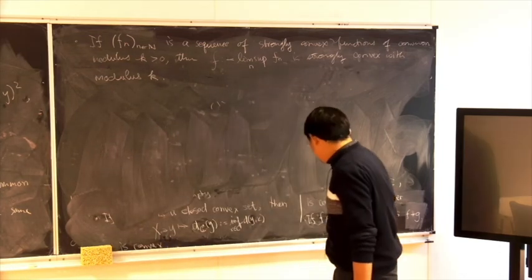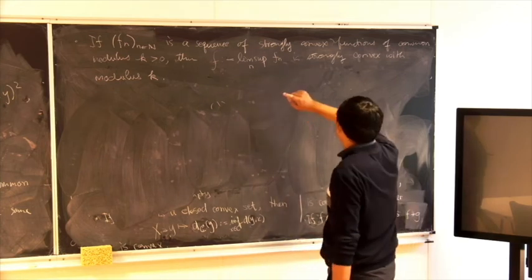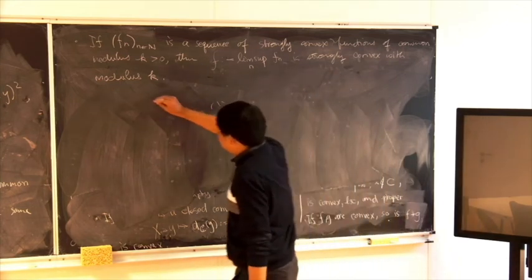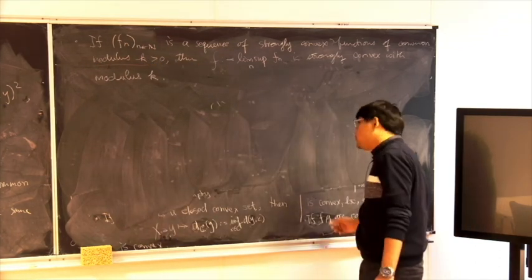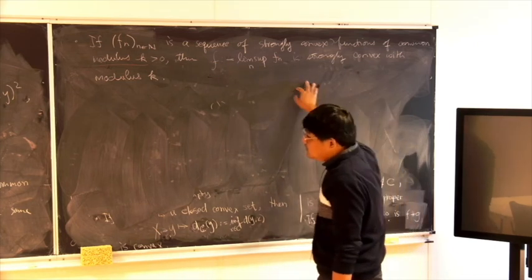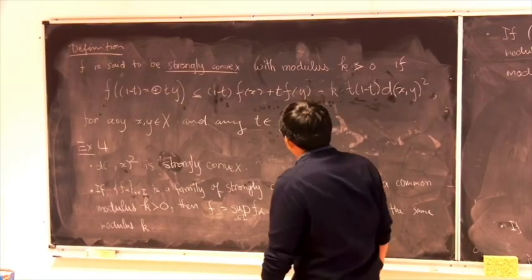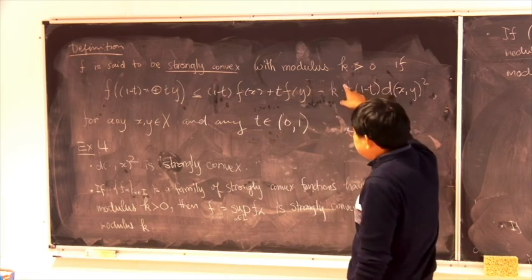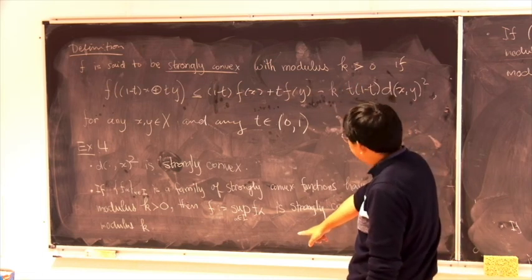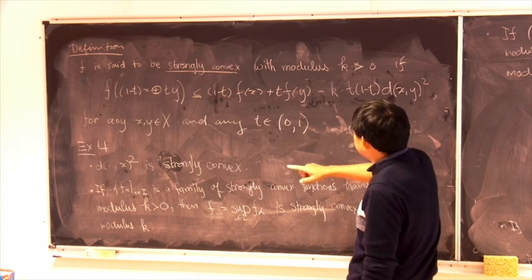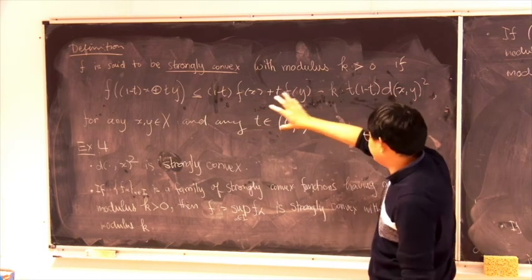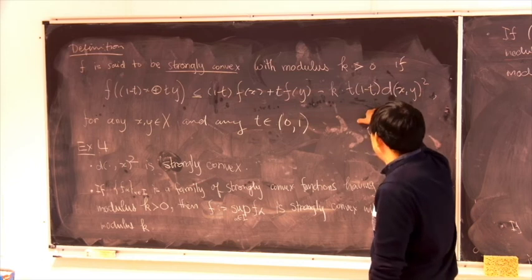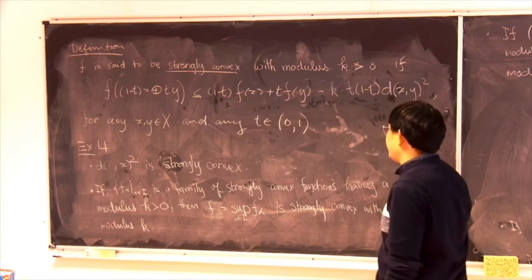The important part is that you have to make sure that the modulus works for all the functions in the sequence. The proof is not difficult at all if you go back to the very definition of a strongly convex function with modulus k. For example, if you take a sup here, you just replace this f with f alpha. So this inequality holds for every f alpha, right? And k here is common. And then you take the sup.